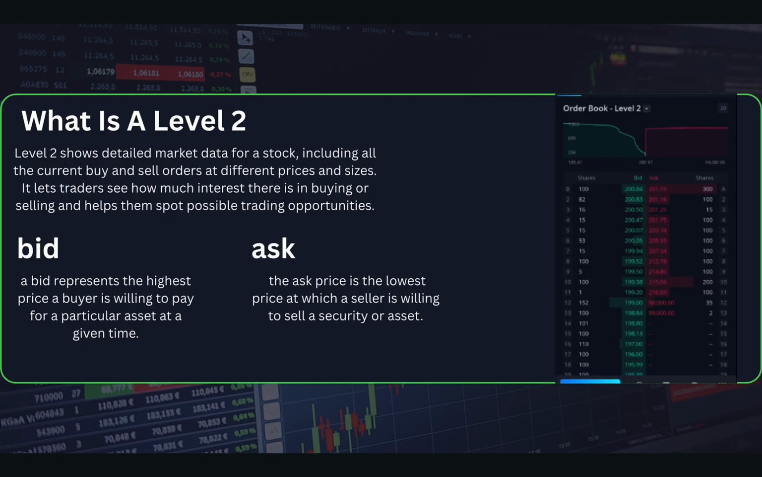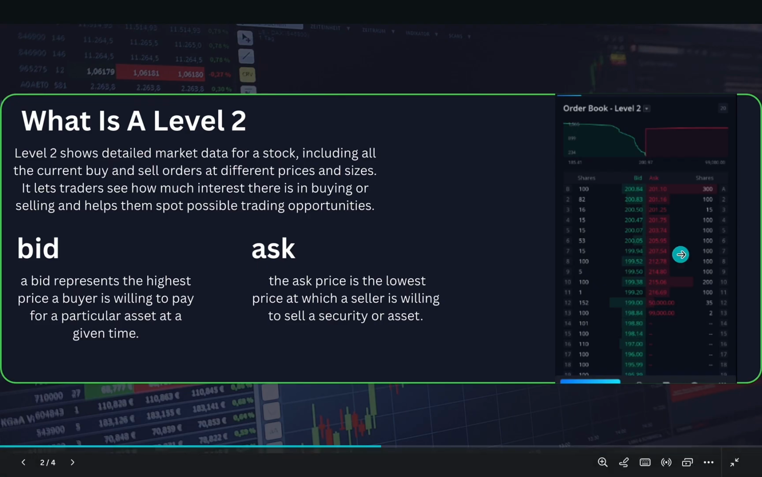What is a level 2? A level 2 shows detailed market data for a stock, including all the current buy and sell orders at different prices and sizes. It lets traders see how much interest there is in buying or selling and helps them spot possible trading opportunities. Now you can see right here, level 2.